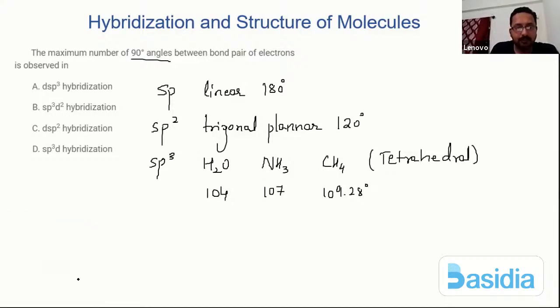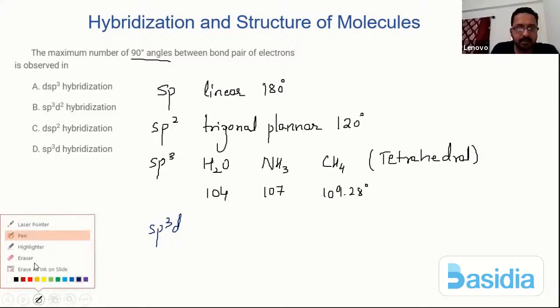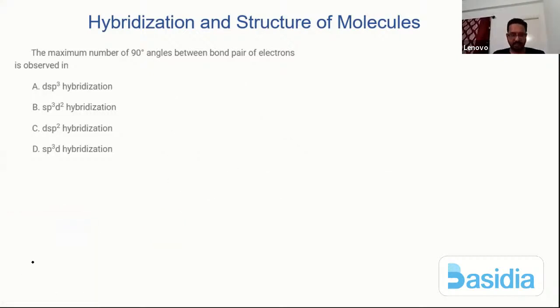Now, if we next come to the sp3d hybridization, I'm just going to remove all these things, what I have written here. So if we go to the sp3d hybridization, we will go one by one. If we have an sp3d or even the dsp3 hybridization, what is the structure here?